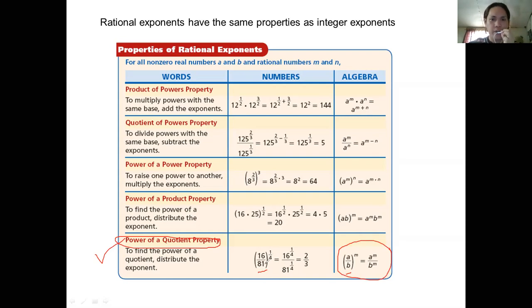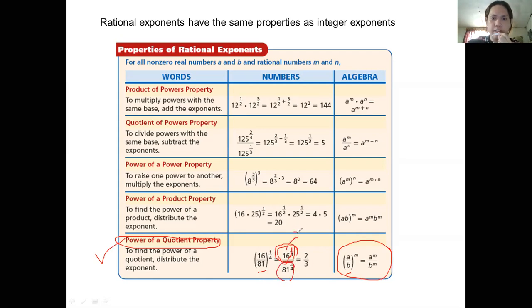So we have 16 over 81 raised to 1/4. Of course, distribute the exponent to both numerator and denominator, to its exponent rather, not to the base. If you multiply it in the base, that's wrong. Okay, 16 to the power of 1/4 over 81 to the power of 1/4.